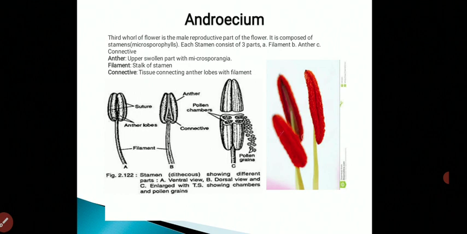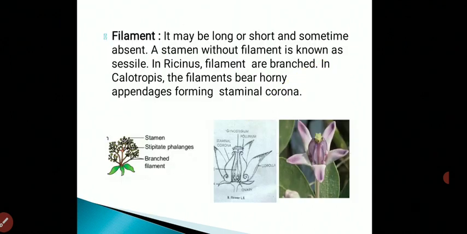So let's discuss each part of the stamen, starting with the filament. It may be long or short and sometimes absent. A stamen without a filament is known as sessile. In resinous plants, filaments are branched. In Calotropis, the filaments bear horny appendages, forming the staminal corona.